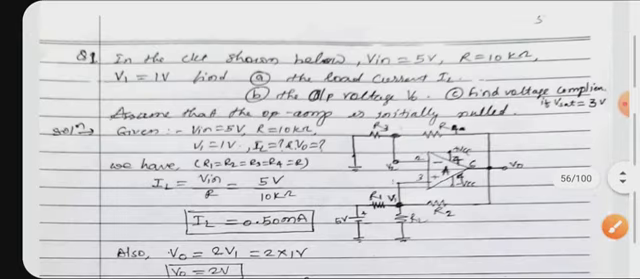Let us solve the problem. In the circuit shown below, V in is equal to 5 volt, R is equal to 10 kilo ohm, V1 is equal to 1 volt. Find number 1, the load current IL. Second, the output voltage VO. Okay, and third, find voltage compliance if Vsat is equal to 3 volt.